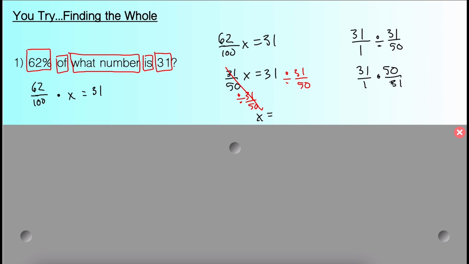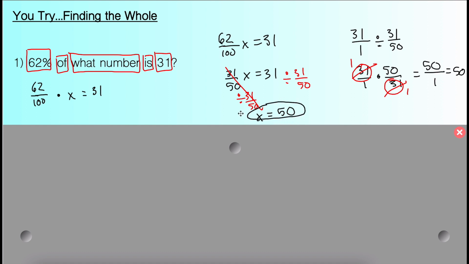Instead of doing all this multiplication, I'm noticing that 31 and 31, I can pre-simplify those two things, cross-simplify. Both of those can be divided by 31, so this will be a 1 and a 1. And now if I finish off my multiplication here, 1 times 50 is 50, 1 times 1 is 1, which is 50. So my final answer, x equals 50.